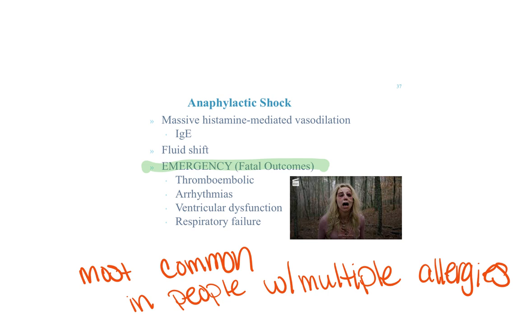I like to use this picture as an example. So if you've seen Zombieland Double Tap, you know that this is the character that ate almonds and was having an allergic reaction, an anaphylactic reaction, and they thought that she was becoming a zombie because she turned red and she started swelling up. So I just like to show that part.